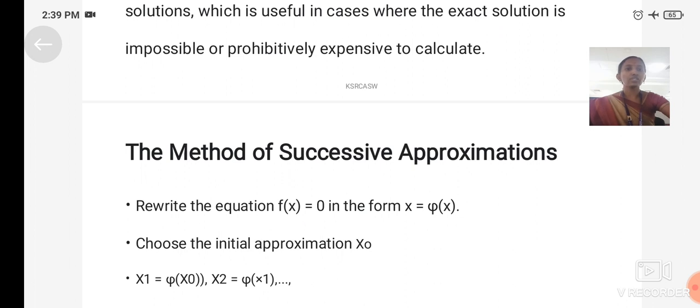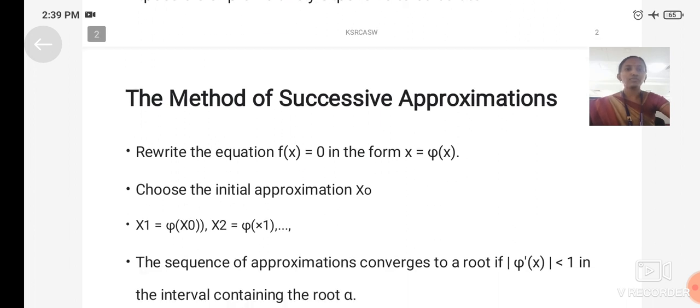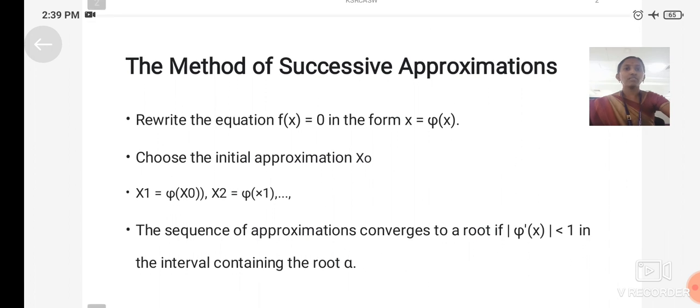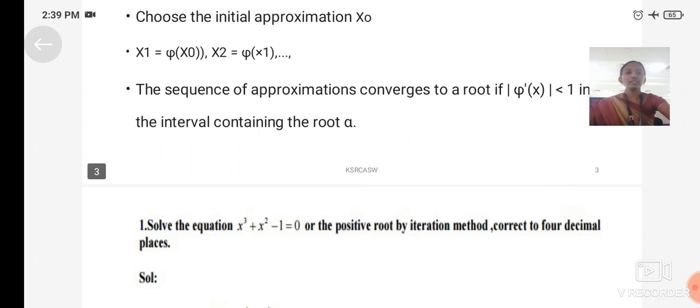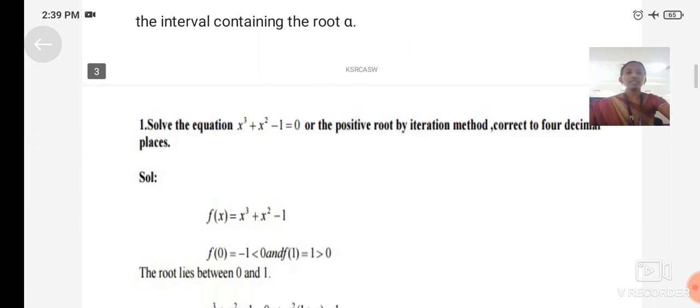How to solve successive approximation method problems? Follow some steps. First, rewrite the equation f of x equal to 0 in the form x equal to phi of x. Then we choose the initial approximation x naught. Then we find x1 equal to phi of x naught. Then find x2 equal to phi of x1, etc. In this method, we have to check modulus of phi dash of x less than 1. Then we will see some example problems.